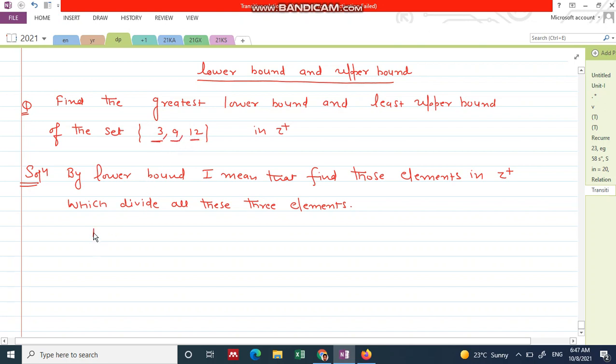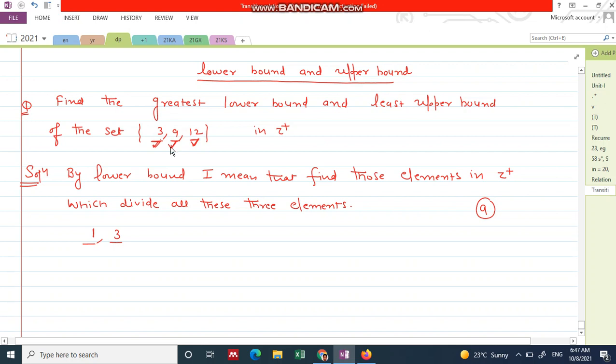You see, the very first element is 1. Why? Because 1 divides 3, 1 divides 9 and 1 divides 12. Okay, and then the second element is 3 because 3 divides 3, 3 divides 9, 3 divides 12. So these two are the elements which divide all these elements. You cannot find any other element which divides all these three elements. Suppose you take 9, then 9 does not divide 3. So these are the only elements which divide 3, 9 and 12.